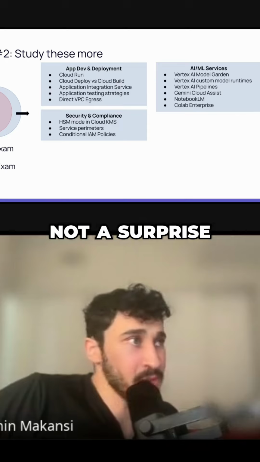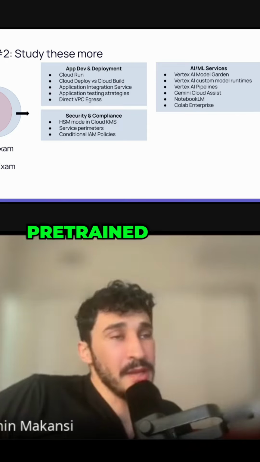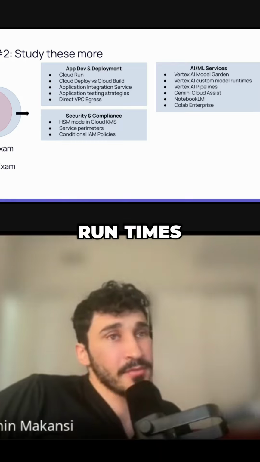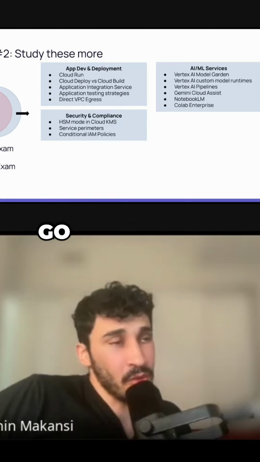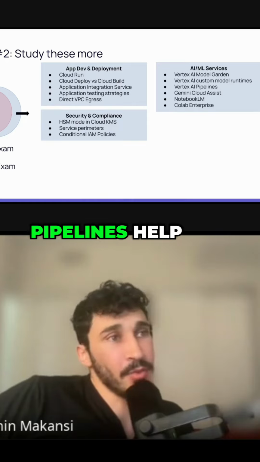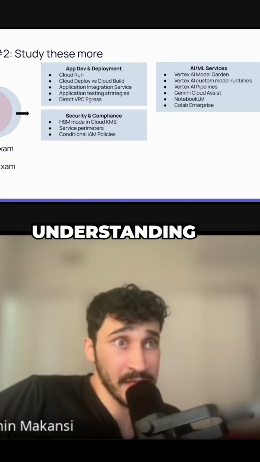So this is probably not a surprise. Vertex AI Model Garden, this is where you can access pre-trained models. Vertex AI custom model runtimes. That's something that we'll go over later in the course, in this presentation, actually. Pipelines help you orchestrate ML workflows. These are all things that you need kind of a cursory understanding of.